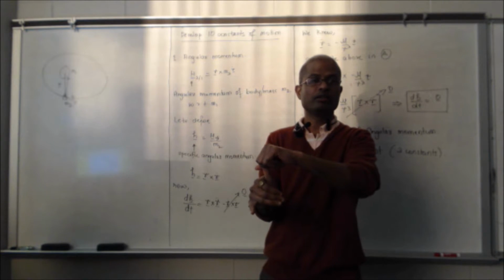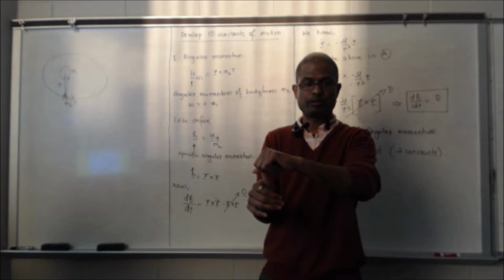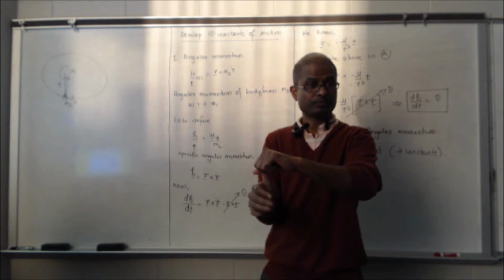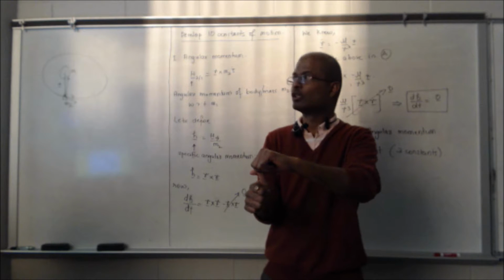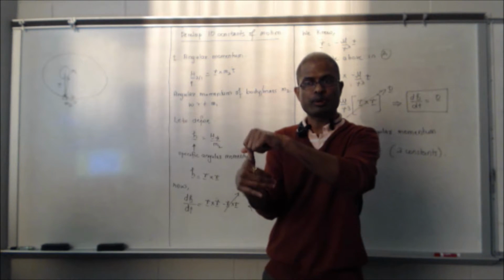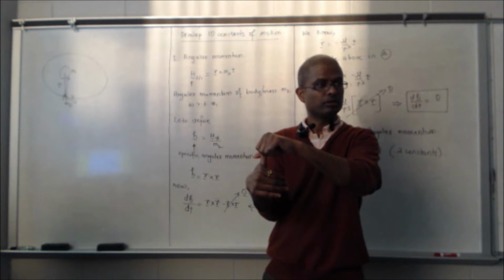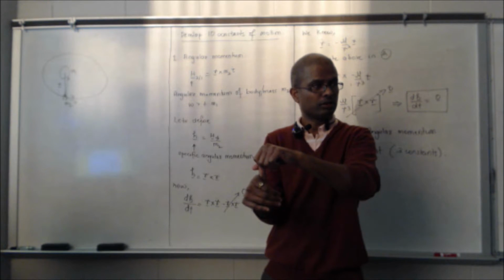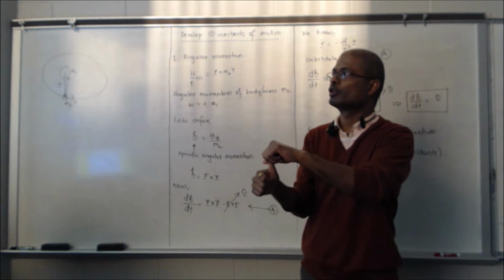How do you define a plane? How do you identify a plane? The perpendicular to the plane identifies the plane. Okay? So this H is always perpendicular to the orbital plane. Do you see that? Are you able to visualize that? Because H is constant, the orbit will always have to be in a plane. And this H is always perpendicular to the plane.